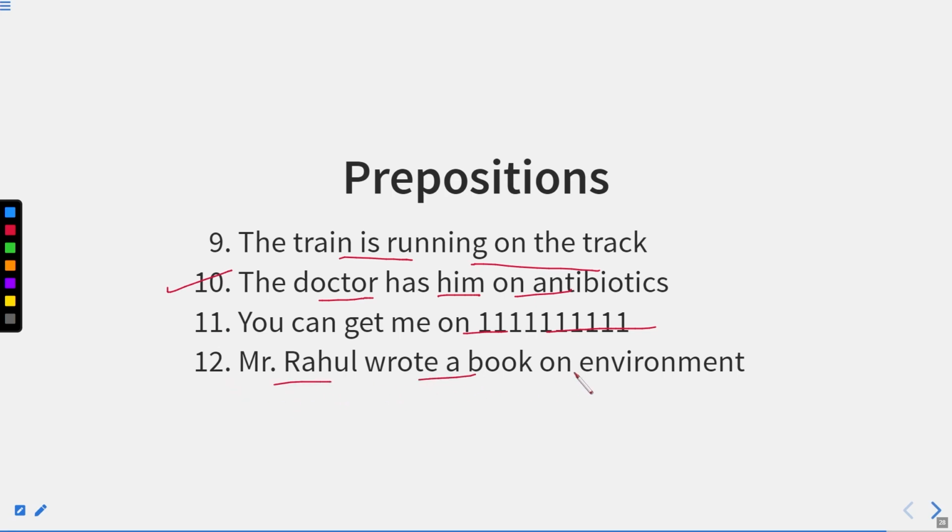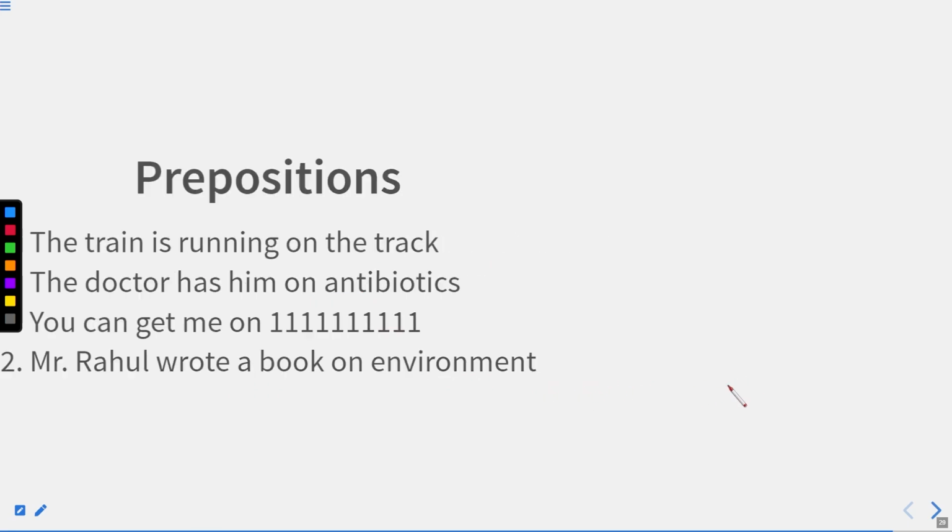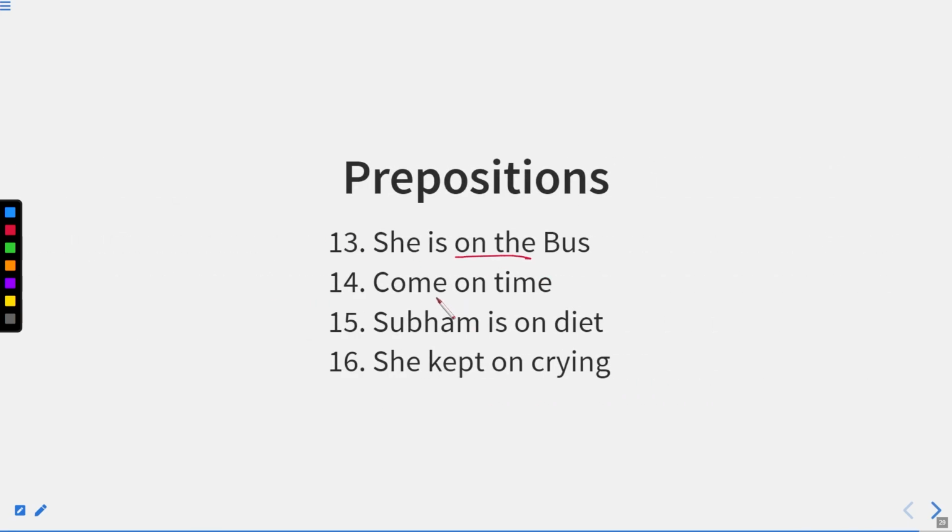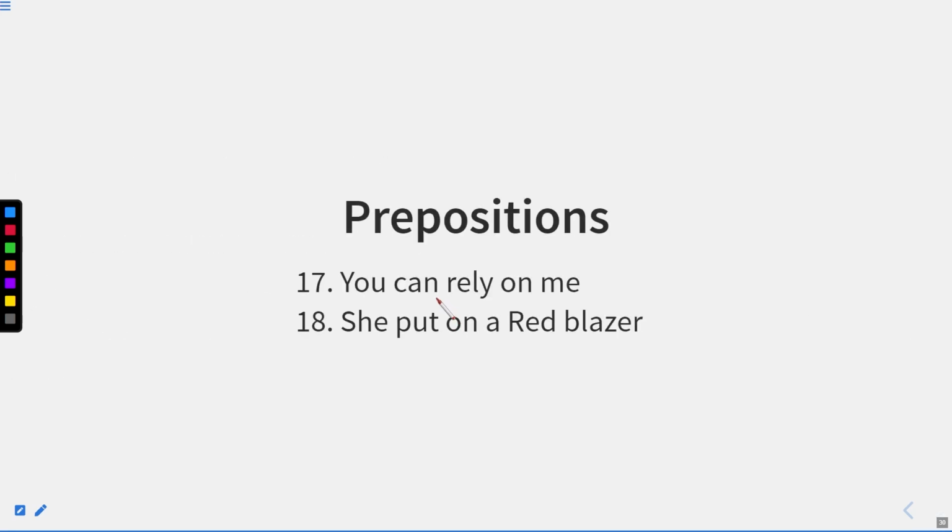Mr. Rahul wrote a book on the environment. So obviously he's a person who has written a book on the environment. So we can use the preposition on. She's on the bus. Come on time. Shubham is on a diet. She kept on crying. Kept on crying means she was continuously crying. Now you can rely on me. She put on a red blazer. So put on means wear or wore. You can rely on me means you can trust me. So in these cases, we can use the preposition on.